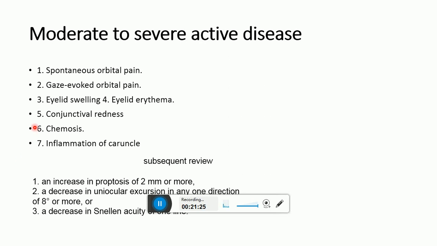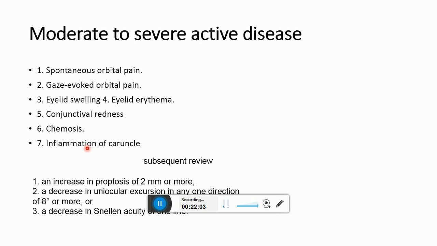The first is spontaneous orbital pain and gaze evoked orbital pain. Eyelid swelling, considered to be due to the active inflammatory phase. Eyelid erythema, conjunctival swelling, and conjunctival redness, considered to be due to active inflammation, and chemosis, and the last one is inflammation of the caruncle or plica.